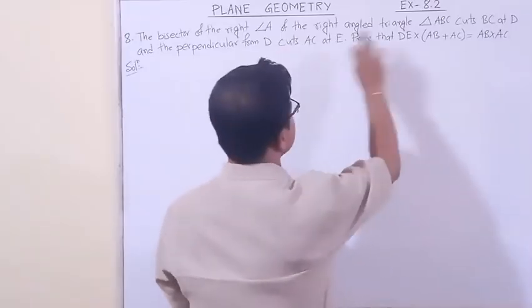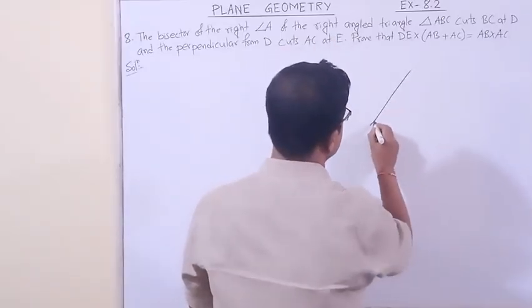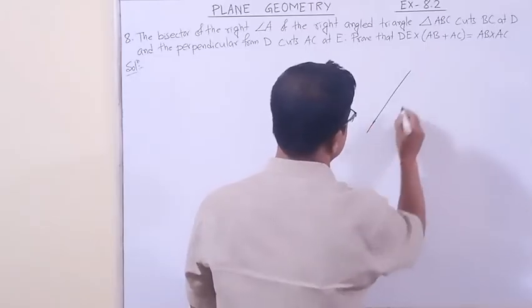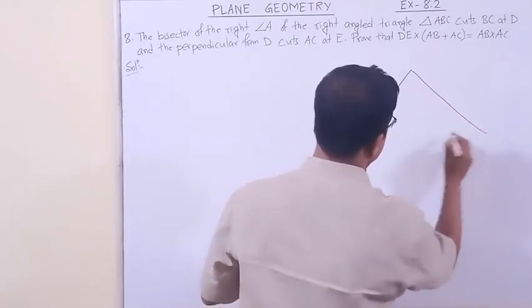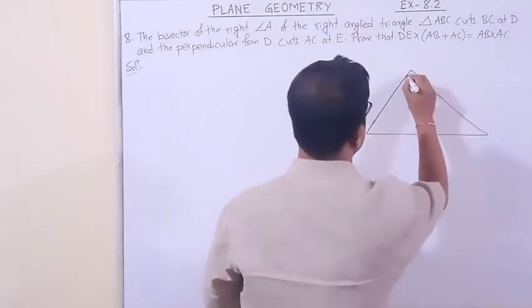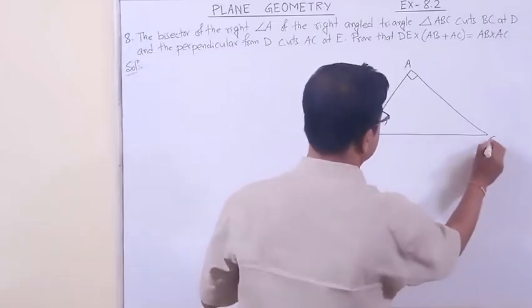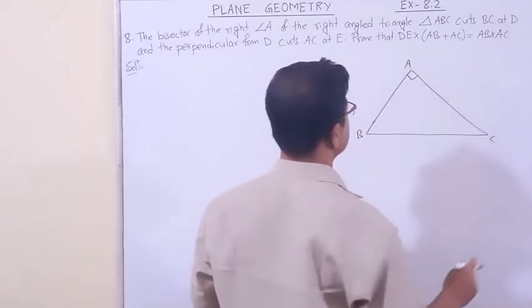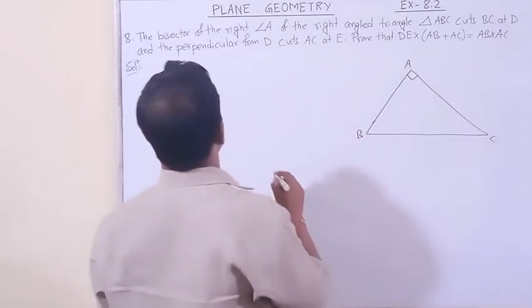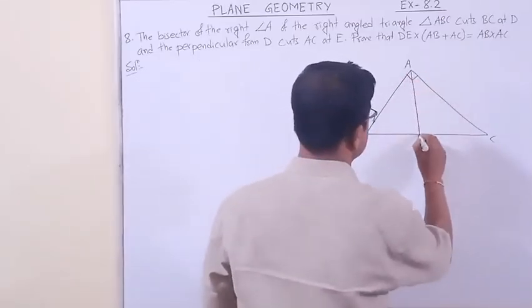What type of triangle is it? It is a right angle triangle. That means angle A is 90 degrees. We have to draw. Okay. We have drawn the angle. This angle is 90 degrees. Angle A. BC. If you want, you can draw in this triangle also. No issue. Then the bisector of the right angle. Now let us draw the bisector.